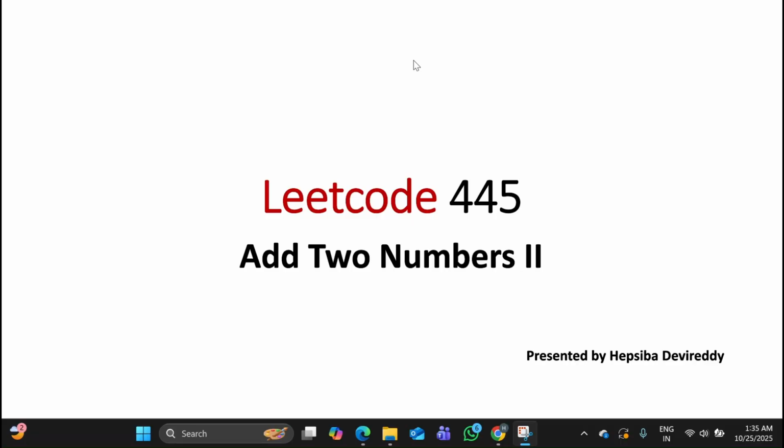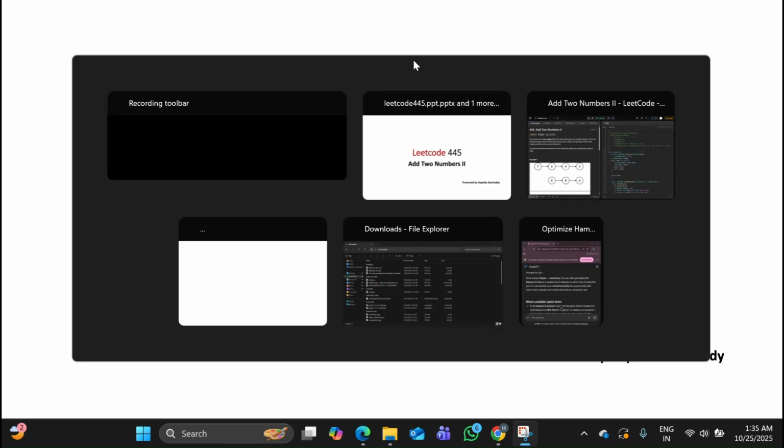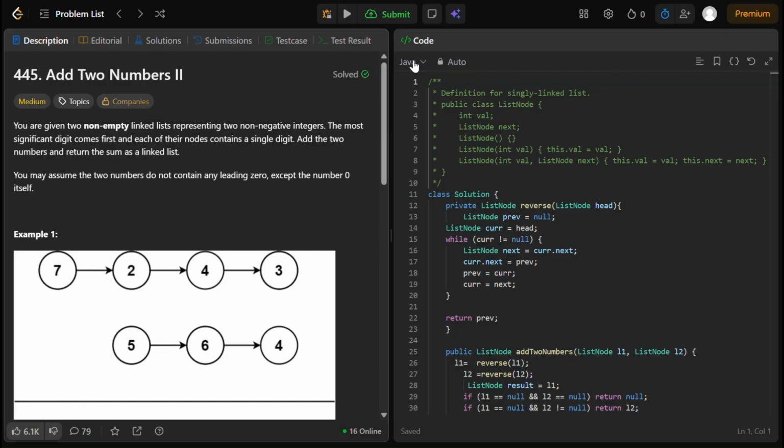Hello guys, today we are going to discuss LeetCode number 445, that is Add Two Numbers II problem. Let's see the problem and understand the problem very clearly.